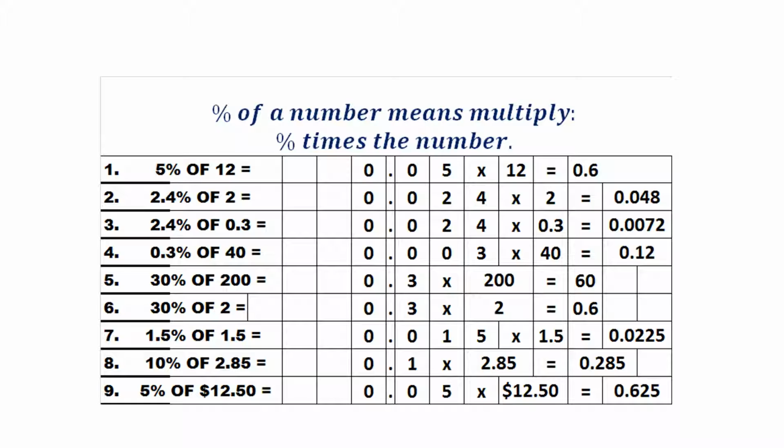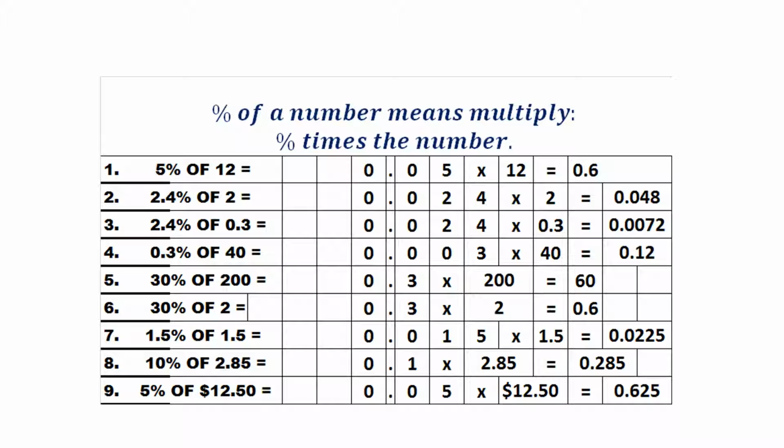5 times 12 is 60. You got 2 digits to the right. So that would be 0.60. You don't need that extra 0, 0.6. 0.024 times 2 is 0.048. You have 3 digits to the right. Start on your right, come back 3 to the left. That is 0.048.